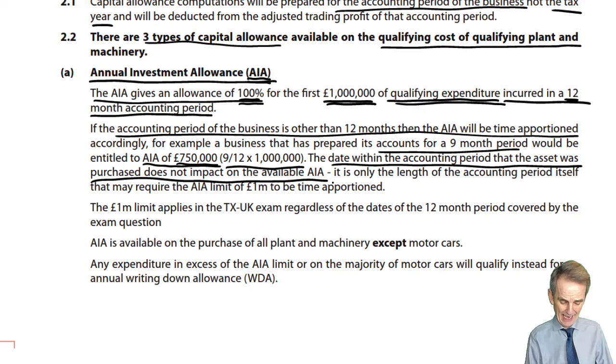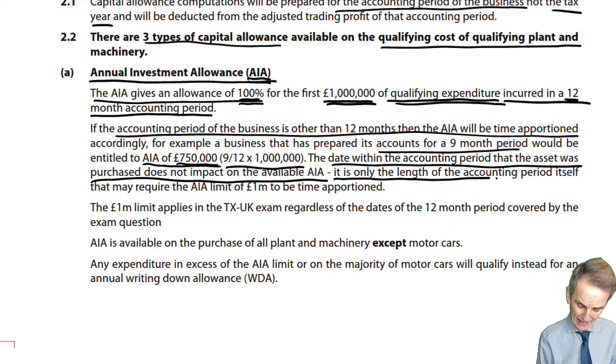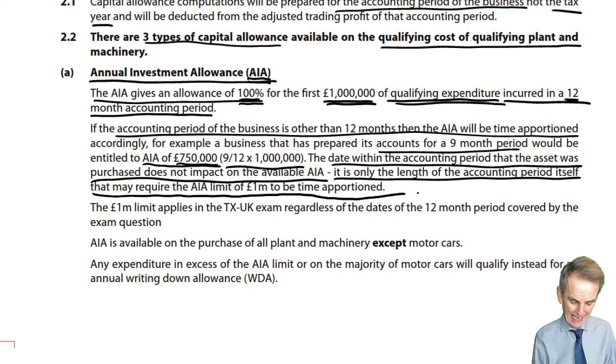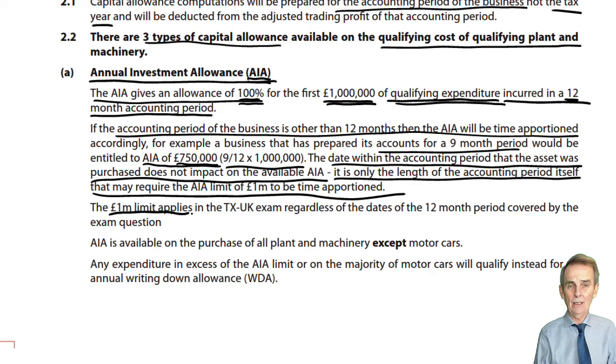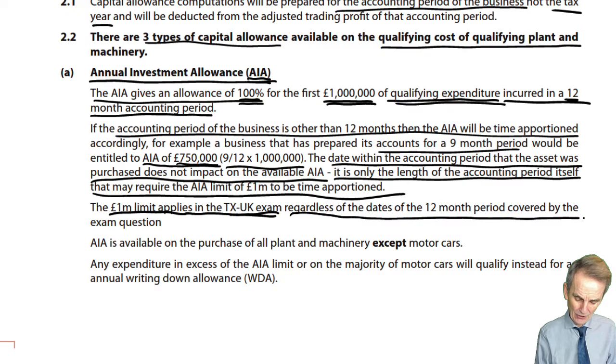Firstly, with AIA, it is only the length of the accounting period itself that may require the AIA limit of 1 million to be time apportioned. And again, as I said, that 1 million limit is available to you within your rates and allowances page, but it also applies in our Tax UK exam, regardless of the dates of the 12-month period covered by the exam question.